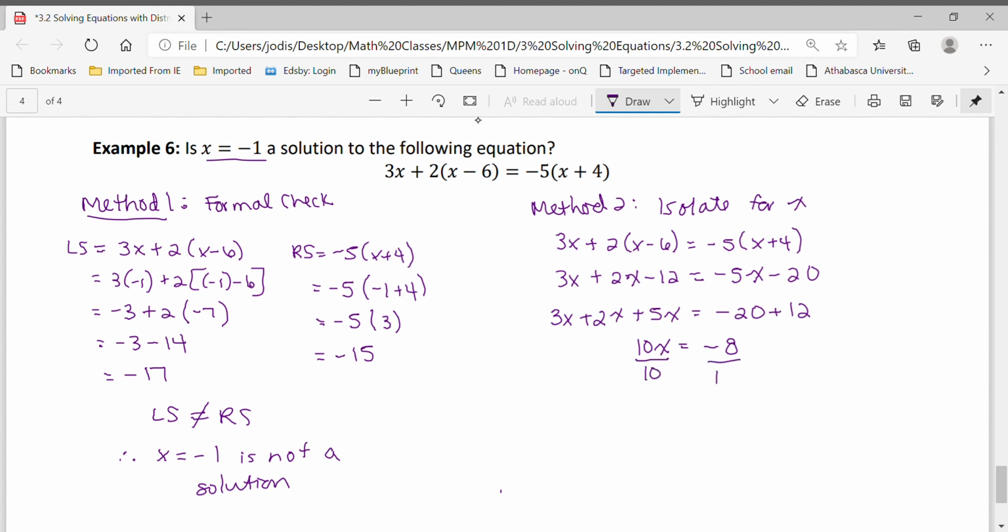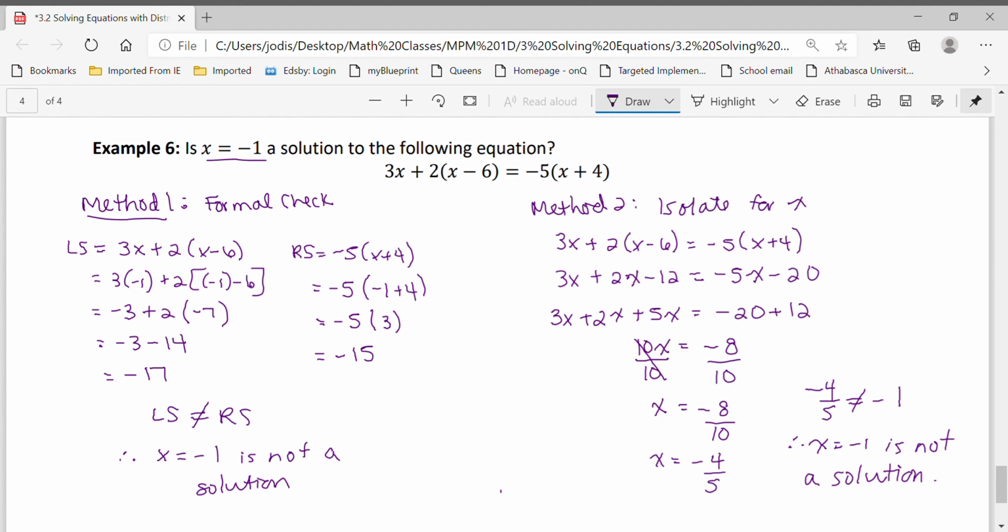And then we want to get rid of that 10. So we've got negative 8 over 10, which can reduce to negative 4/5. So yeah, negative 4/5 does not equal negative 1. So therefore, x equals negative 1 is not a solution. Okay, so it'd be up to you in this type of question, right? You could do the formal check, or you could just isolate for x to try and determine if x equals negative 1 is a solution. Either way would be correct.